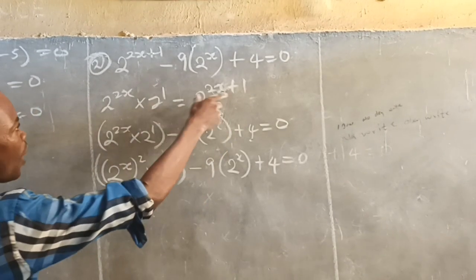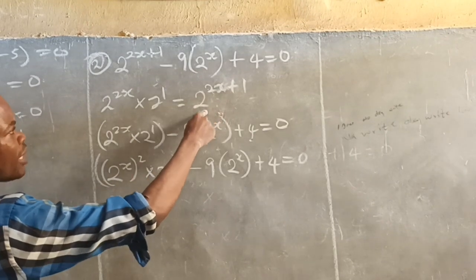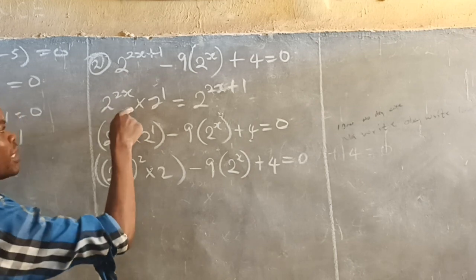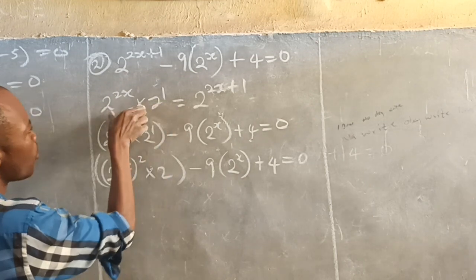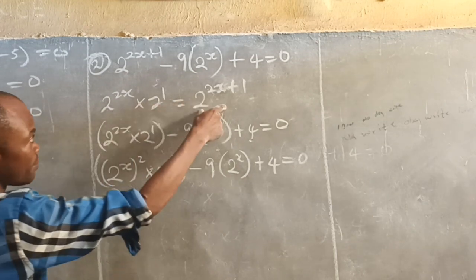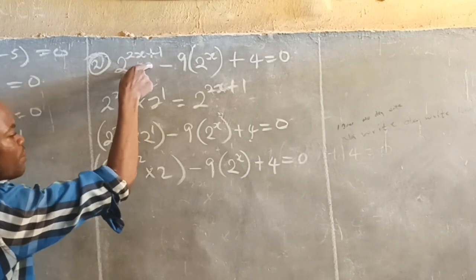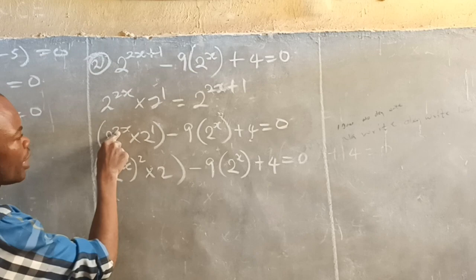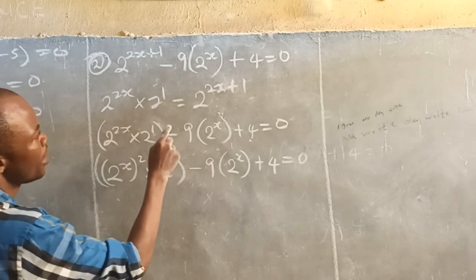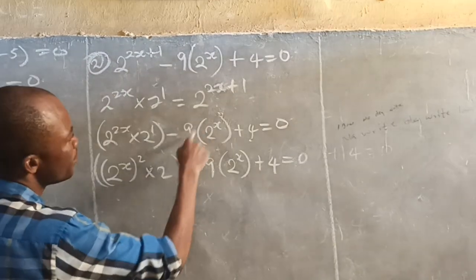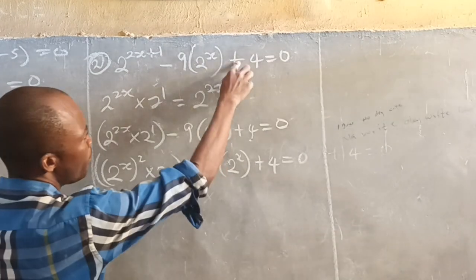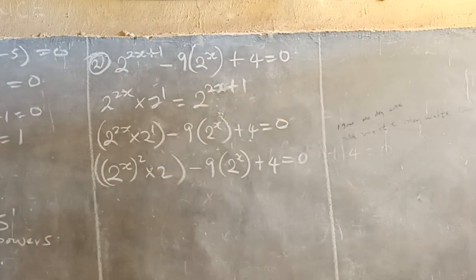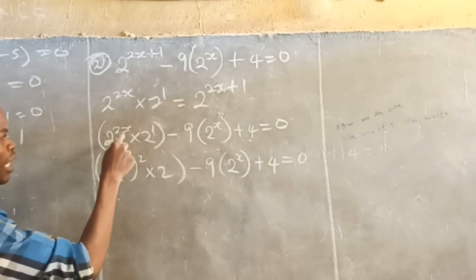Likewise, you can write 2 raised to the power of 2x plus 1 is equal to 2 raised to the power of 2x times 2 raised to the power of 1. So we want to substitute this into this expression. So we have 2 raised to the power of 2x times 2 raised to the power of 1 minus 9 bracket 2 raised to the power of x plus 4 is equal to 0.